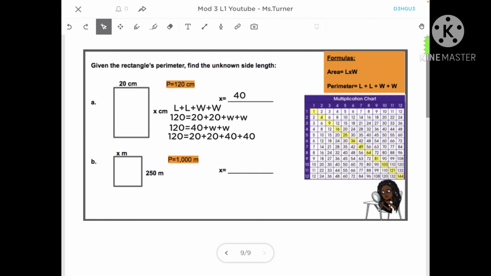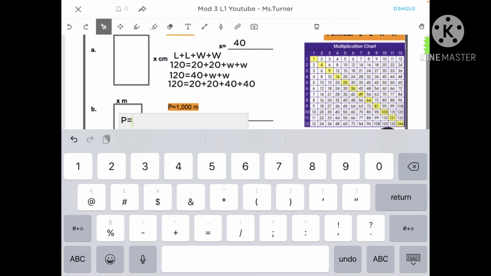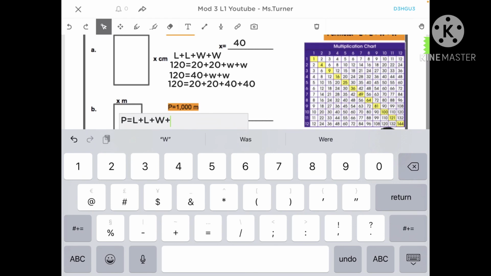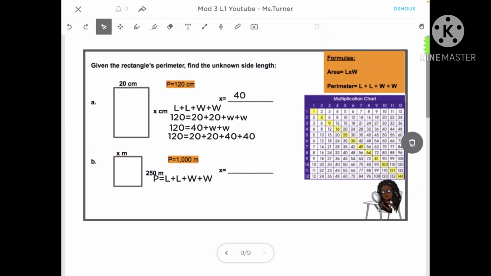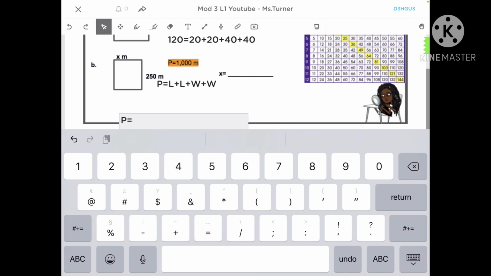What about in part B? In part B, my perimeter is 1,000, and one of my side lengths is 250. Remind me one more time, what is the formula for perimeter? P equals, good. Length plus width. Let's fill in some of those blanks for us. I know my width. What's my width? Absolutely, 250 meters.